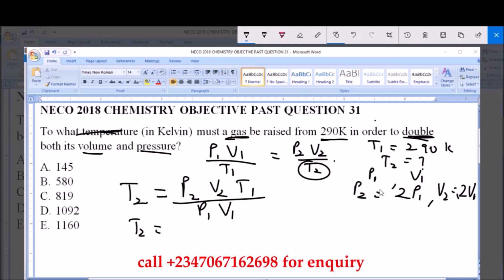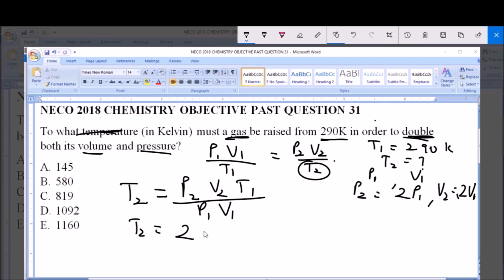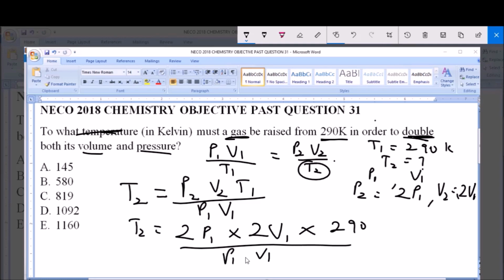Now P2 we said is 2P1, that is double the value of P1. So 2P1 times V2, which is 2V1, times T1, which is 290, over P1 V1. So P1 cancels P1, V1 cancels V1. So T2 is equal to 2 times 2, which is 4, times 290. So T2 is equal to 4 times 290, which is equal to 1160 Kelvin.